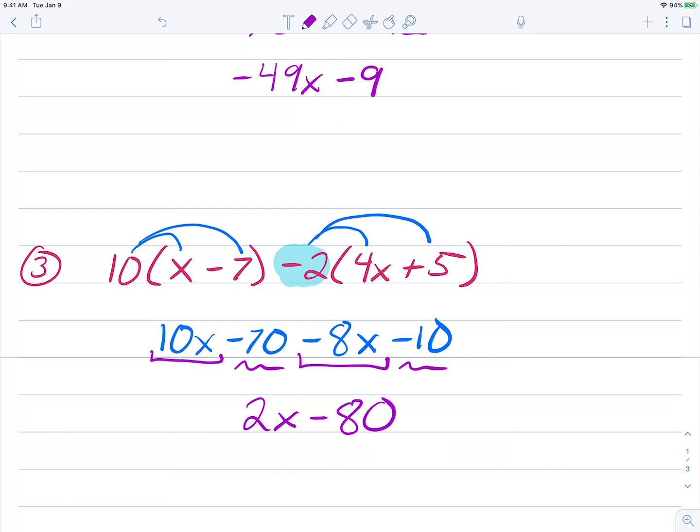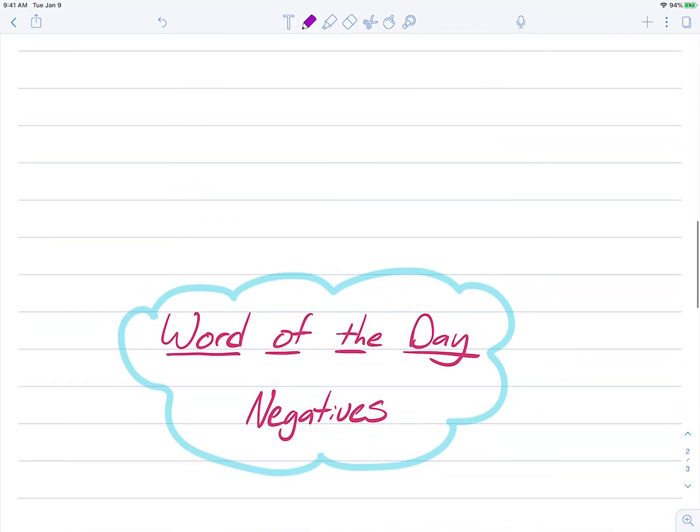Okay, be careful with your negatives, which is why today's word of the day is negatives. Be very careful with your negatives.